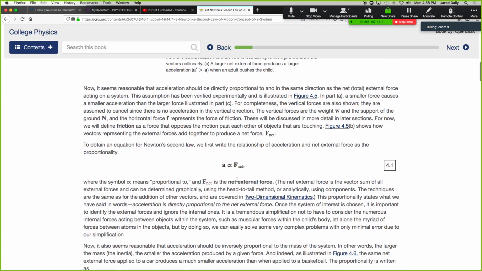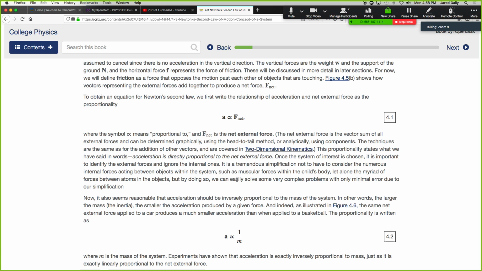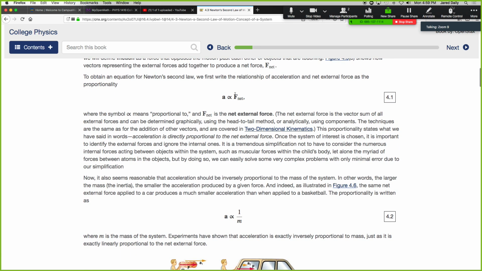Anyway, what does Newton's second law say then? Once you've defined your system, once you know where the external forces are acting on a system, what Newton discovered is that the acceleration of the system is always proportional to the net force on the system. So if you increase the force by double, the acceleration will double. If you increase it 10 times, the acceleration will increase 10 times. And those things are in the same direction. And that's why they use the boldface.